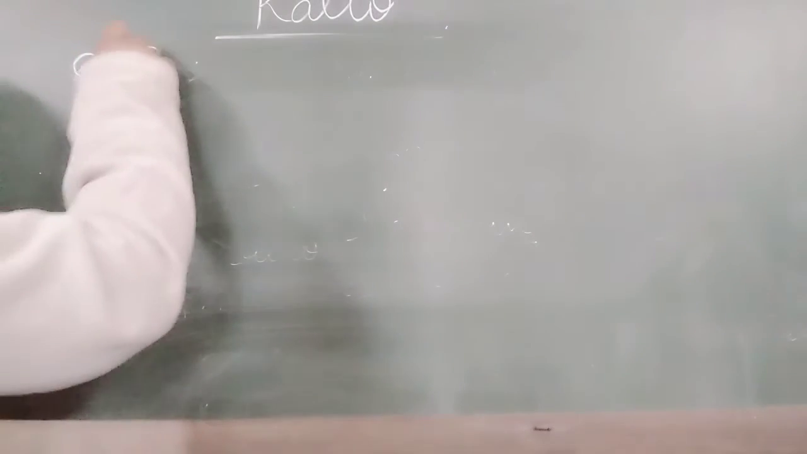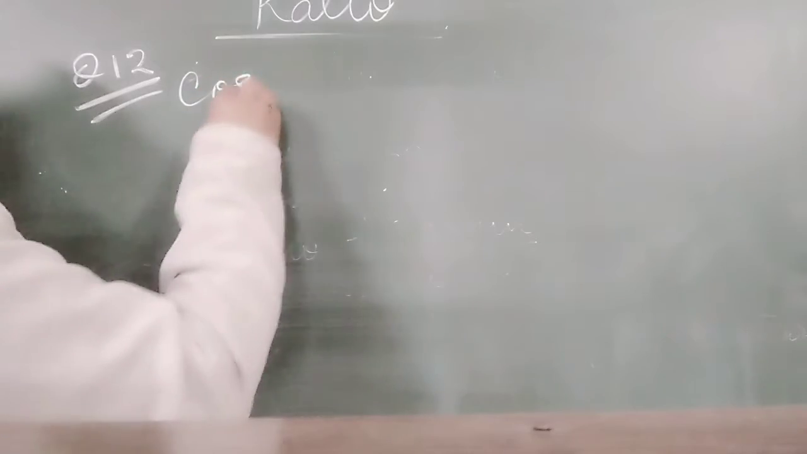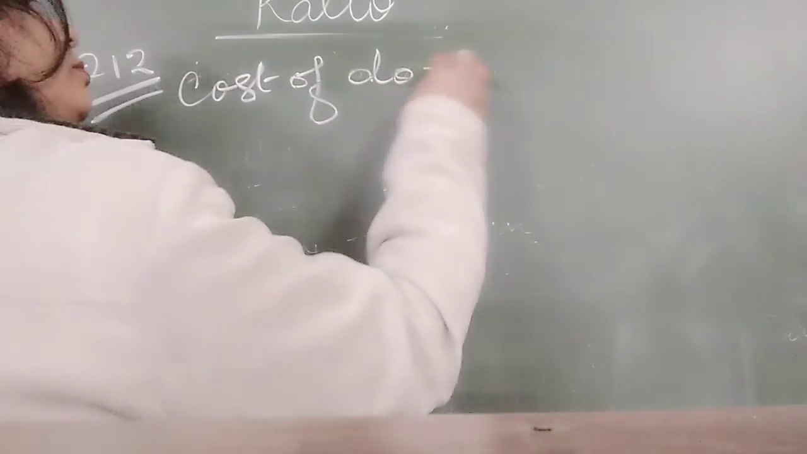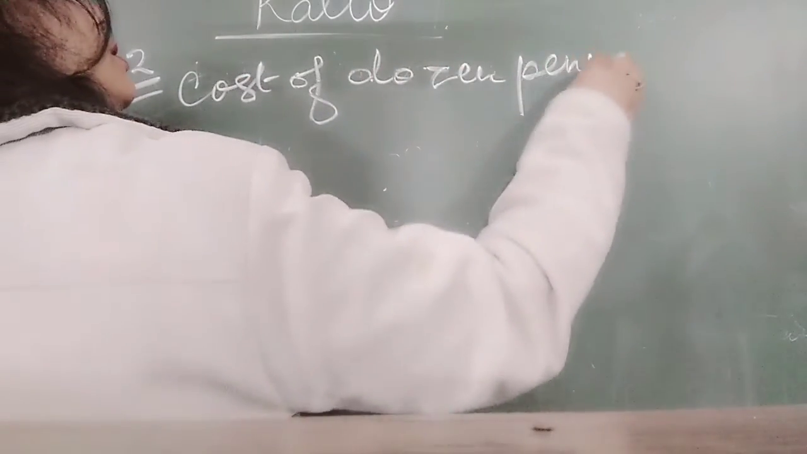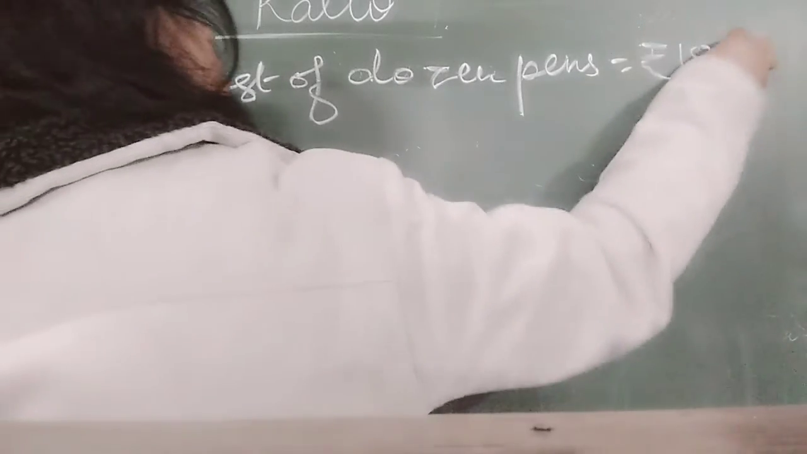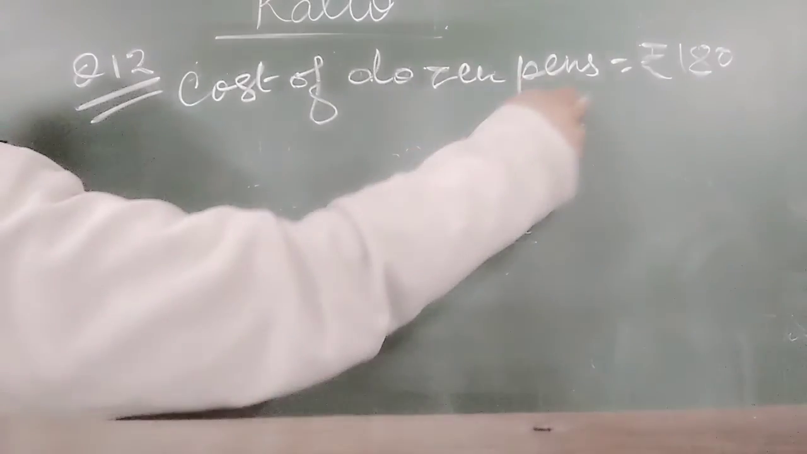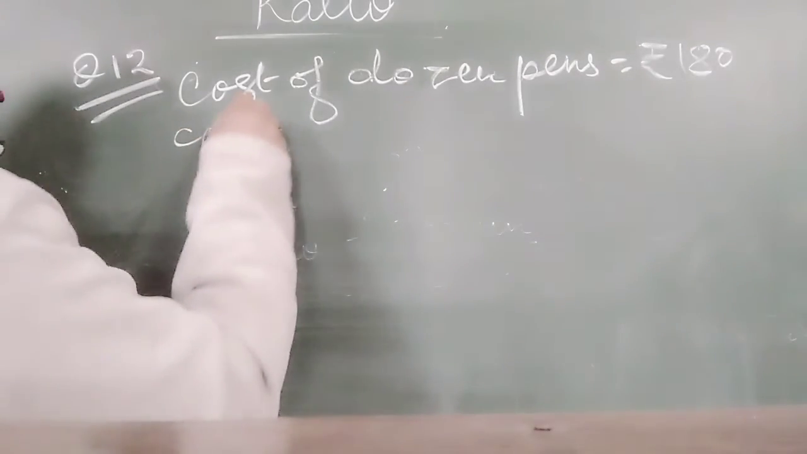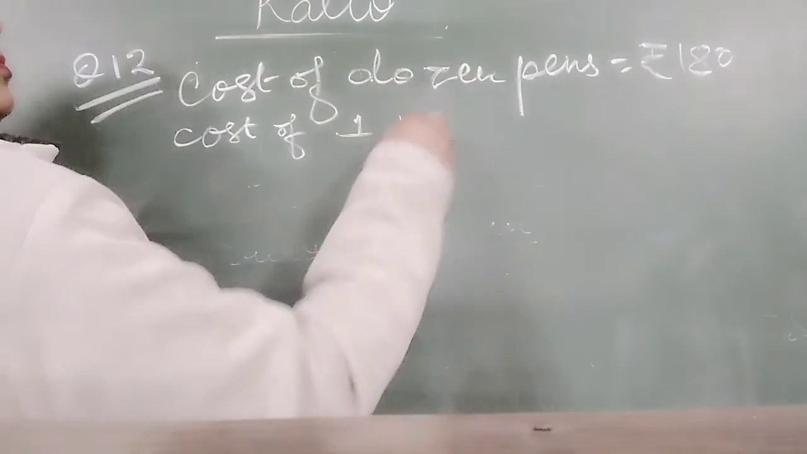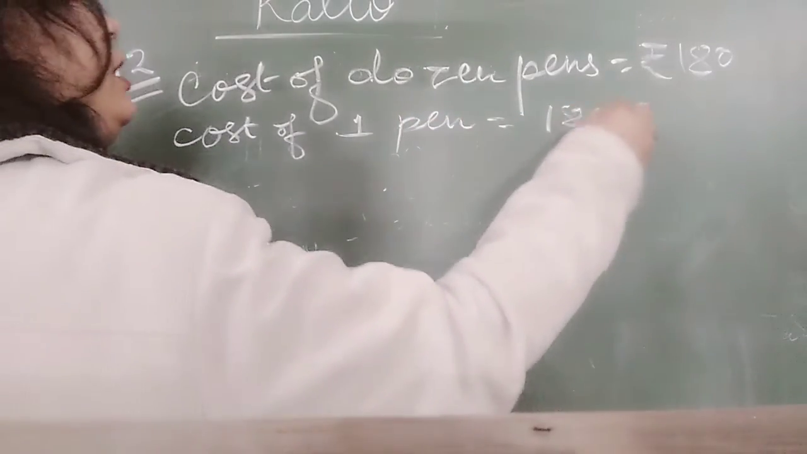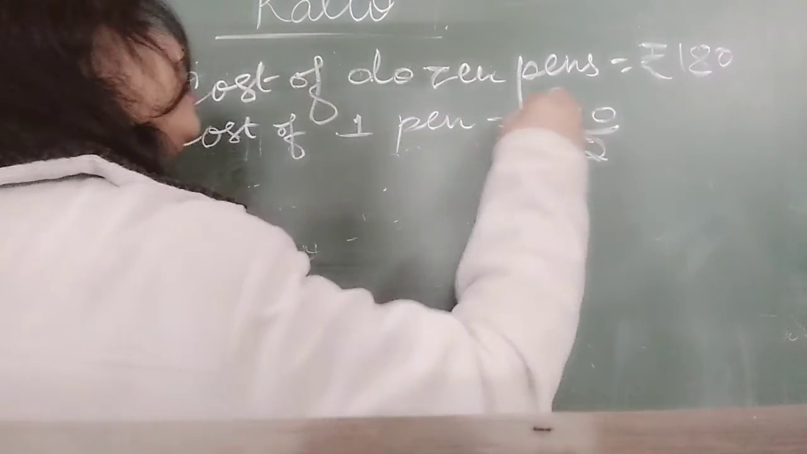Now how can we find out the ratio of the one unit if the cost of more units is given? You can see the example of question number 12 of this exercise, beta. The cost of a dozen pens is given, rupees 180. 1 dozen equals 12 things. So the cost of 12 pens is given here. To find out the cost of 1 pen, we will divide 180 by 12.